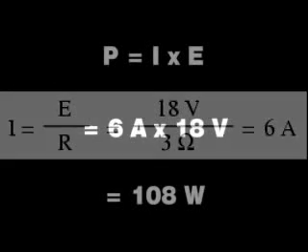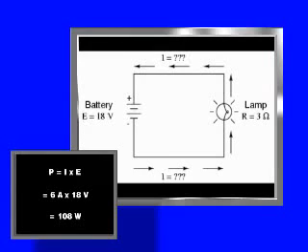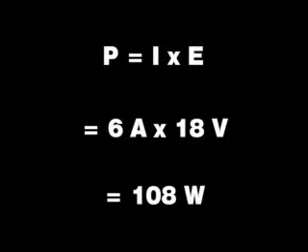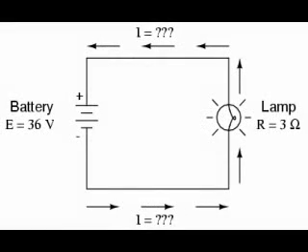Now that we know the current, we can take that value and multiply it by the voltage to determine power. Power in watts equals current I multiplied by voltage E, so in this case we have 6 amperes multiplied by 18 volts, which equals 108 watts. So the lamp in this circuit is dissipating or releasing 108 watts of power, most likely in the form of both light and heat. Let's try taking that same circuit and increasing the battery voltage to see what happens.